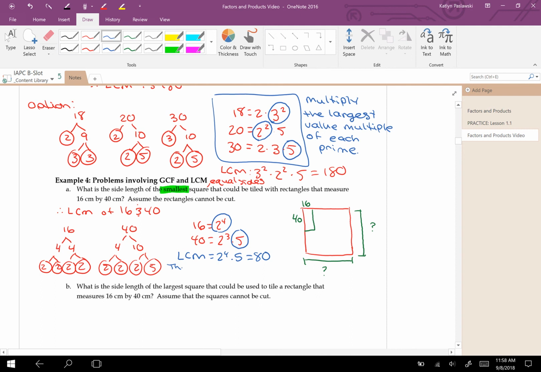the sentence. So the side length of the smallest square is 80 centimeters. Perfect. So now I can erase these question marks because I have determined that the smallest square would be 80 by 80 centimeters. All right, moving on to example B.